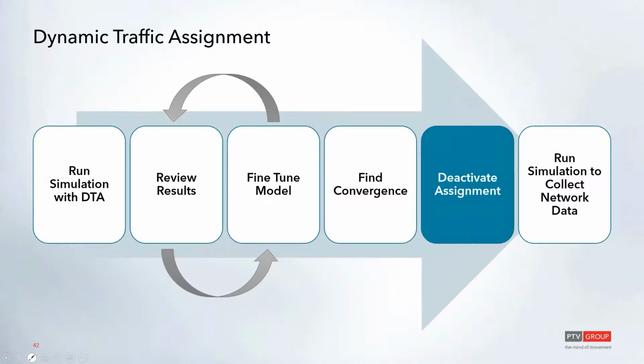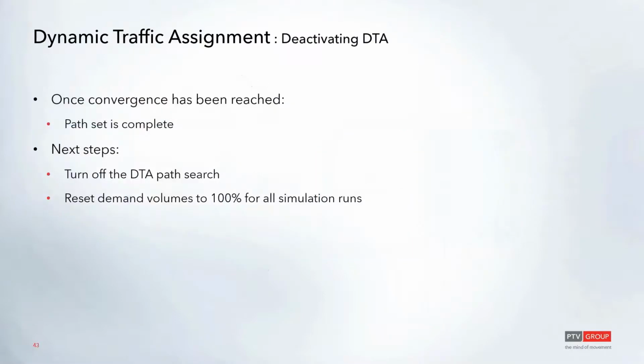So once we've had that convergence met, then we can go ahead and take a look at deactivating that assignment. At this point, our path set is really complete, so we'll just need to turn off that path search from happening for any further iterations, and also make sure that our demand has been set back to 100%. And so that way we don't have that kind of iterative volume adding up over time.